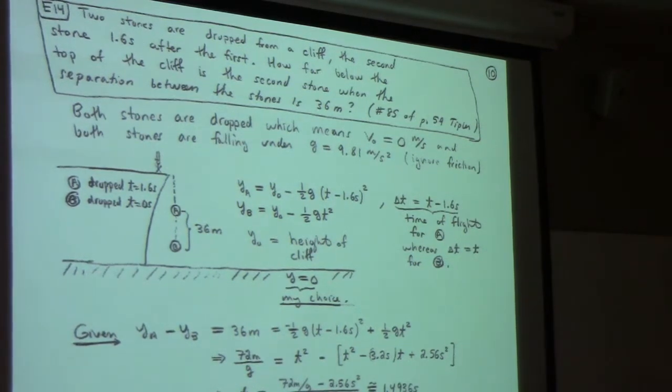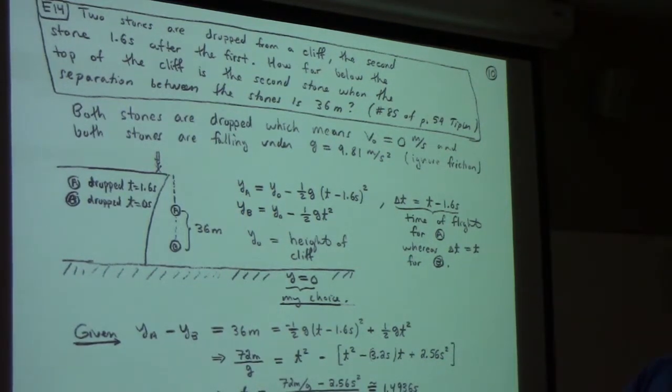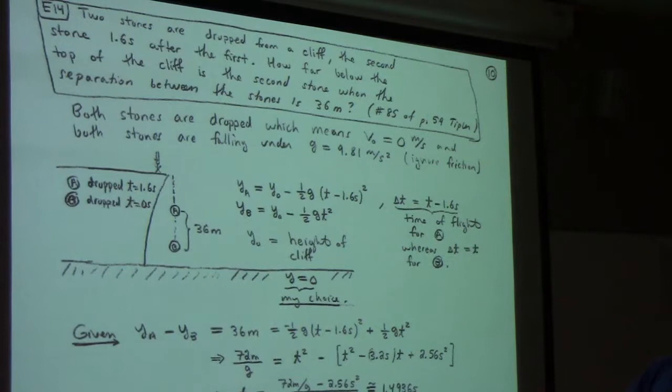Now, what are we given? The distance between the stones is 36 meters. That is going to be ya minus yb, which is 36 meters. And what am I trying to find out? How far below the top of the cliff is the second stone when the separation between the stones is 36 meters? So what's this going to tell me?